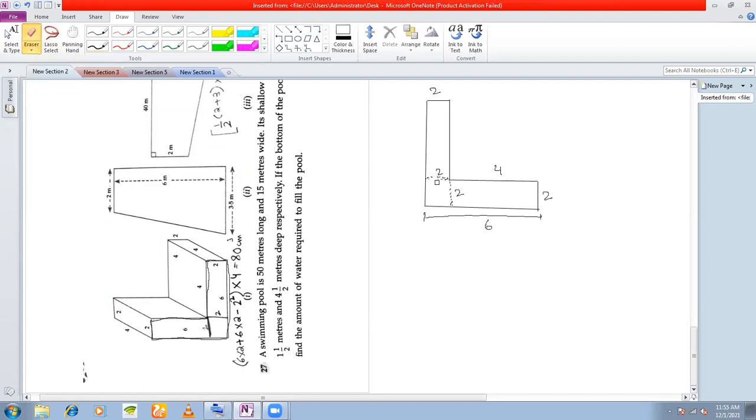Let me write this, but let's say the given measurements, these are not given to you. Let's first write the given. These are the given measurements, okay? And obviously this is also 6. Okay. So first what we are going to do is we are going to find out the area of the cross section. Okay. Let's label this figure here.